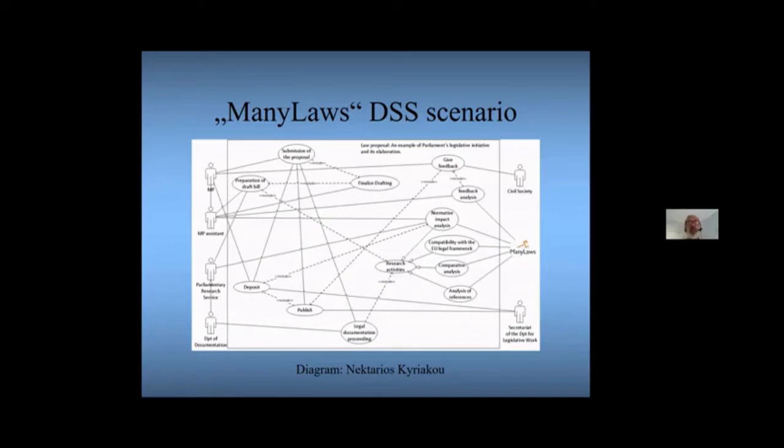Political decisions, of course, are always made under a certain level of uncertainty. But if we want to have evidence-based political decisions, legal decisions made, then we need to improve the level of information and reduce the level of uncertainty.